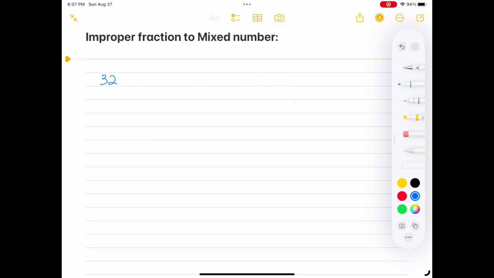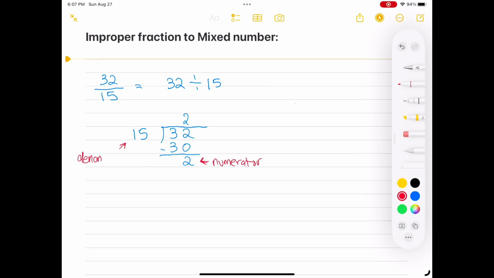The improper fraction, 32/15, is 32 divided by 15. So 15 goes into 32 2 times. 15 times 2 equals 30. 32 minus 30 equals 2. The remainder, 2, is the numerator, and 15, the divisor, is the denominator. 32/15 is 2 2/15.